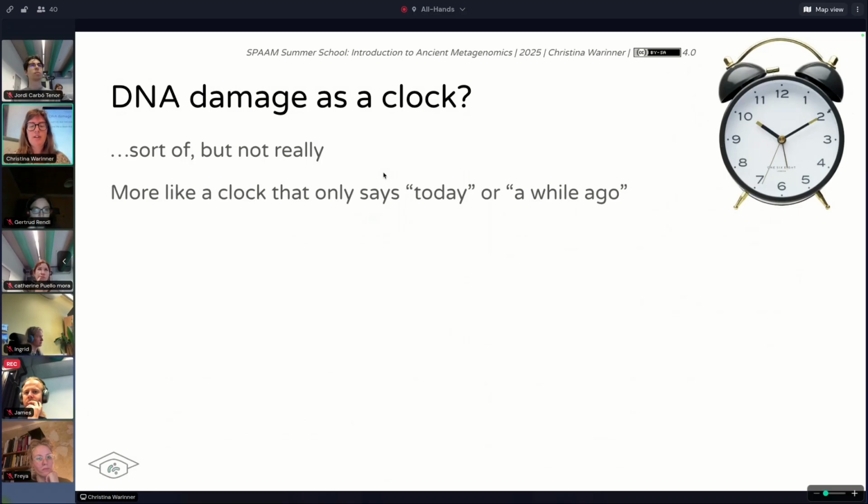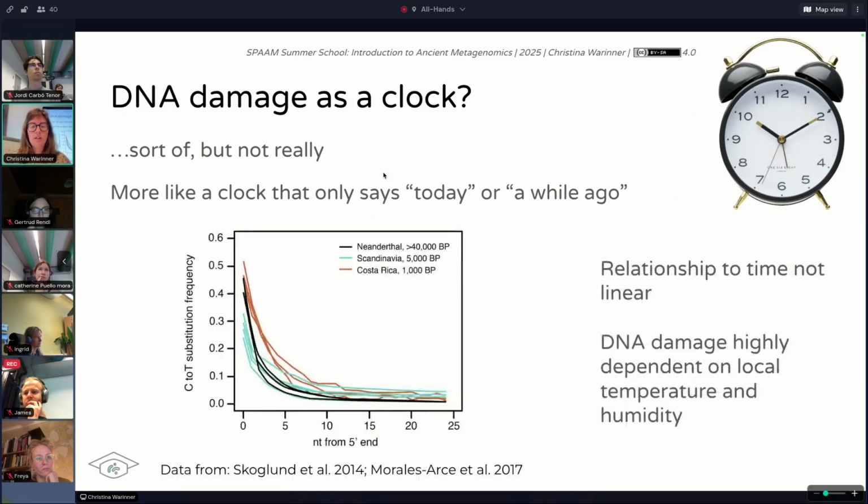It's more like a clock that says only today or a while ago. Here's an example of what I mean. The relationship to time is not linear, but is really dependent on local temperature and humidity. So here you can see in green is some data from 5,000 years ago in Scandinavia, and it has terminal deamination rates of about 25 to 30%. And you can see in black is a Neanderthal that's 40,000 years old, and it has higher rates of DNA damage that are around 40 to 45%.